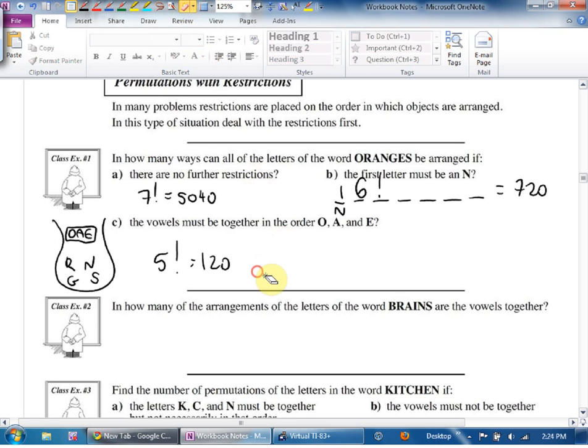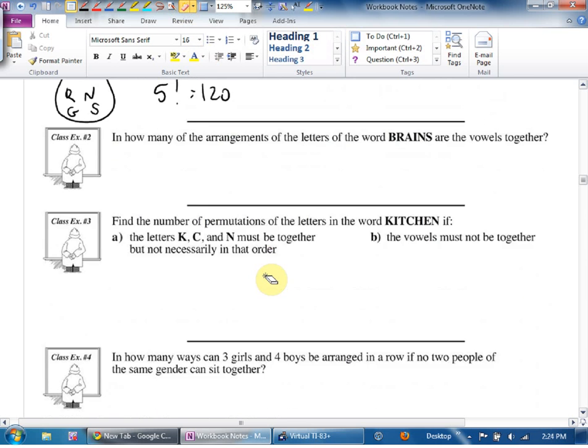They sort of do an example two. In example two, they say, in how many arrangements of the letters of the word brains are the vowels together? So, brains, yes. The vowels have to be together, so I'll call a weird Scrabble tile AI. B, R, N, S. How many ways are there to pick these Scrabble tiles? Okay, it's 5 factorial, except they didn't say I had to have those in that order. I can mix those up too.